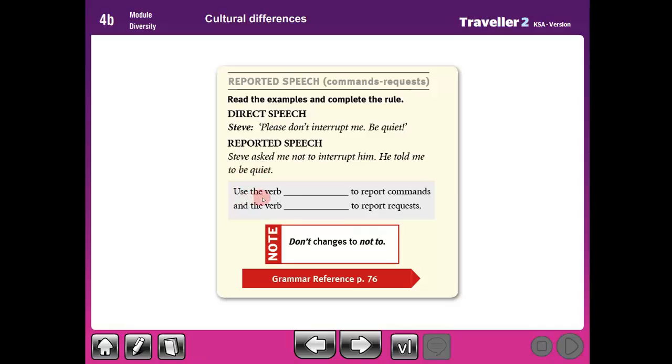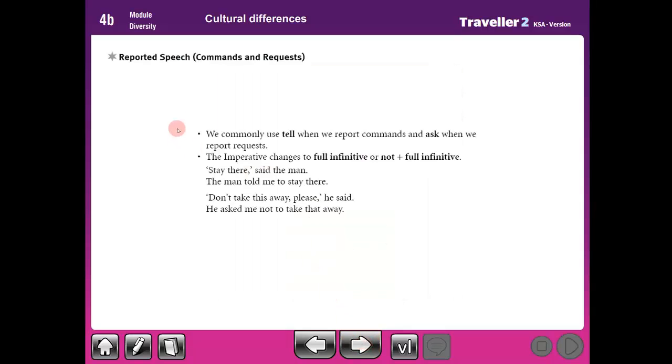Affirmative. Use the verb to report commands. Yes. Tell. The verb tell. And the verb ask to report requests. Okay, we use ask with requests. Okay. Reported speech, commands, and requests. We commonly use tell when we report commands and ask when we report requests. The imperative changes to full infinitive, or not plus full infinitive in negative.